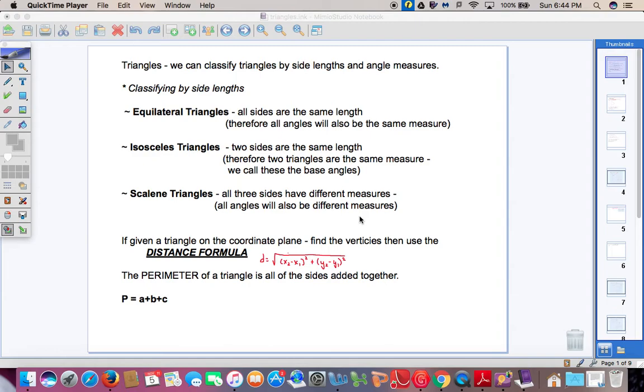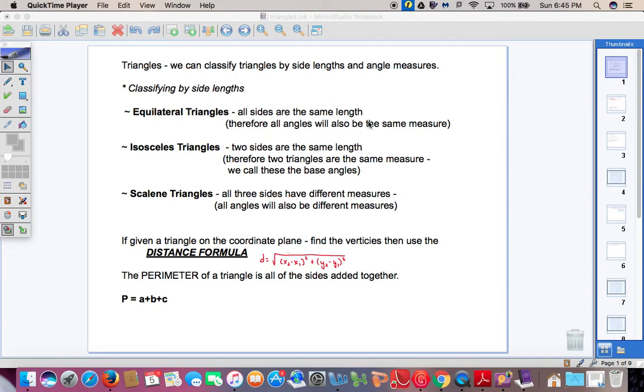Triangles. You can classify triangles by side lengths and angle measures. So in order to classify by side lengths, we need to know the side lengths. An equilateral triangle would be a triangle where all sides are the same length. If you had an equilateral triangle, you would also have an equiangular triangle, because if all sides are the same length, then all angles would also be the same measure.